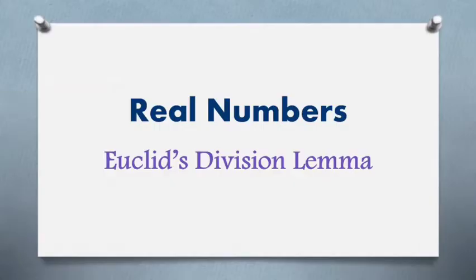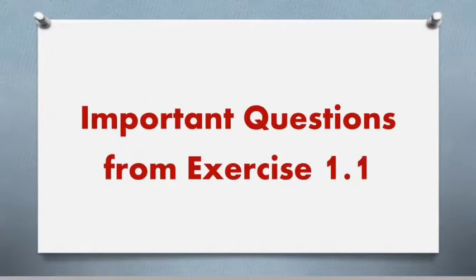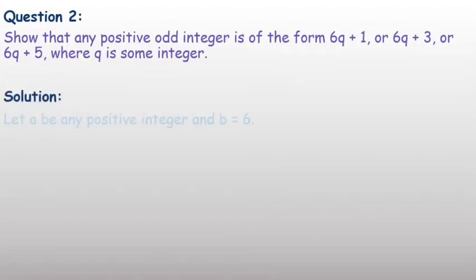Now some important questions on Euclid's division lemma from exercise 1.1. Question number 2 is given in your book as: positive odd integer is of the form of 6q plus 1, 6q plus 3 or 6q plus 5.